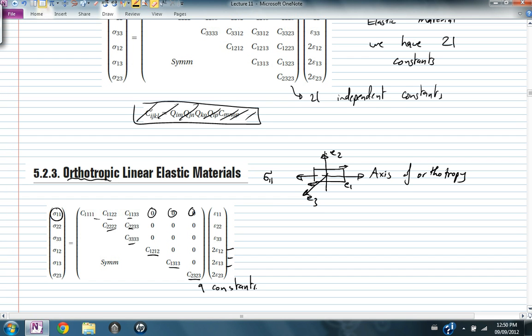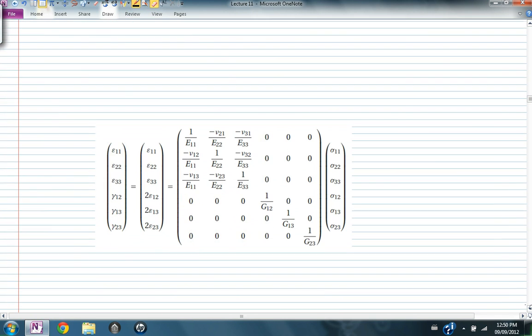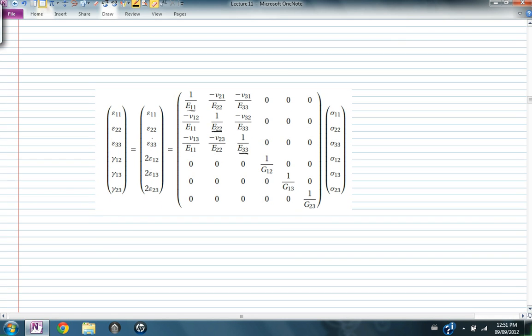And these constants are usually given using some physical constants that we're used to, which are Young's modulus E11, Young's modulus E22, Young's modulus E33. So for example, the inverse of that relationship is given as follows. The strain in the direction 1, epsilon 11, is equal to the stress in the direction 1, sigma 11, divided by its corresponding Young's modulus. Remember, you have 3 different Young's moduli because this is an orthotropic material.